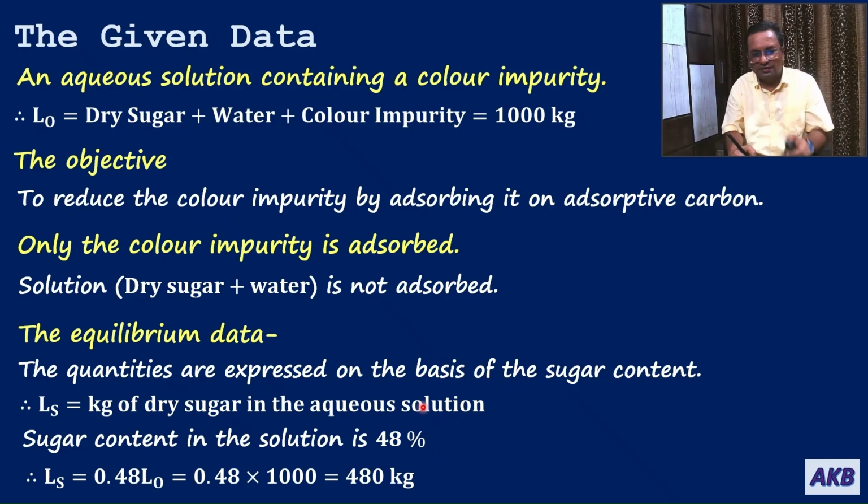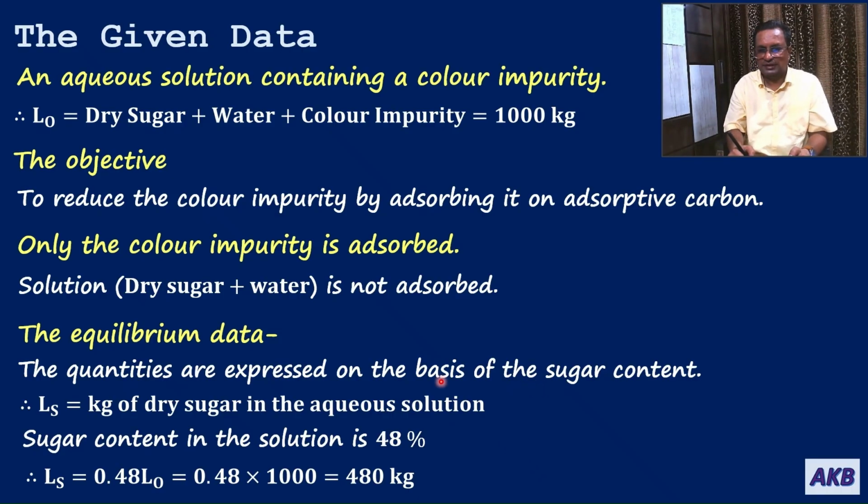So I hope you must have understood how we have chosen LS in this case. LS in this case is the quantity of dry sugar that is present in the solution. 1000 kg of sugar solution is containing 48% of sugar in it. So that's why LS comes out to be 480 kg. So why are we doing this? Why are we taking LS as the sugar content of the solution? The reason is the equilibrium data is given on the basis of sugar content of the solution.